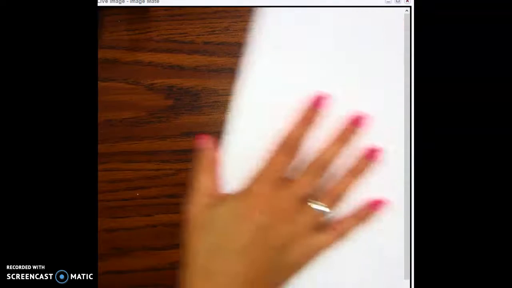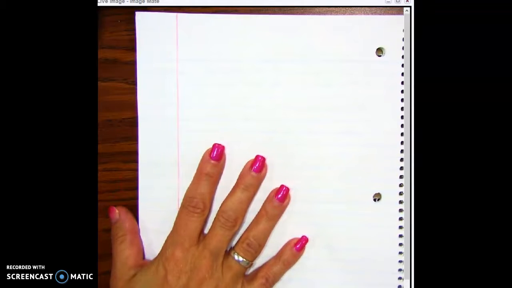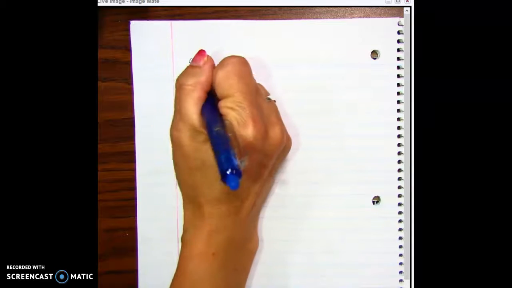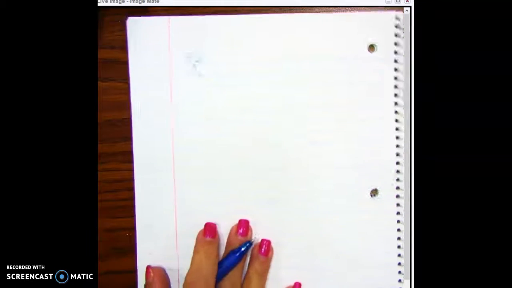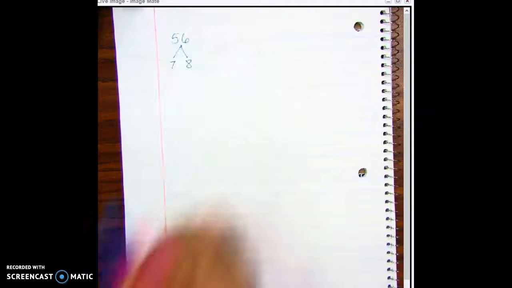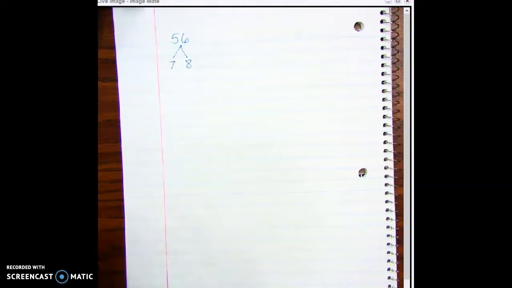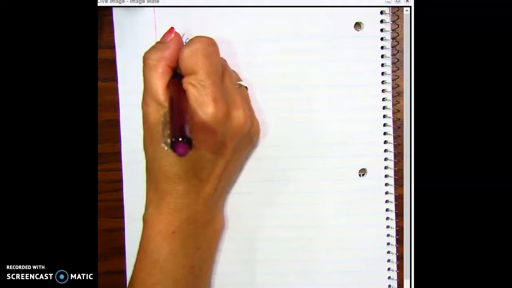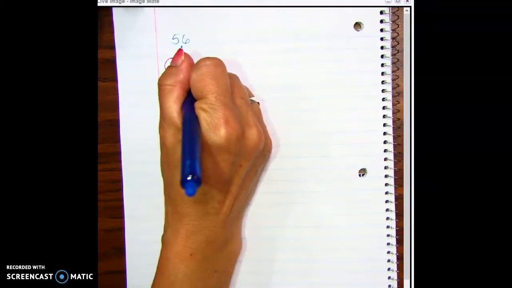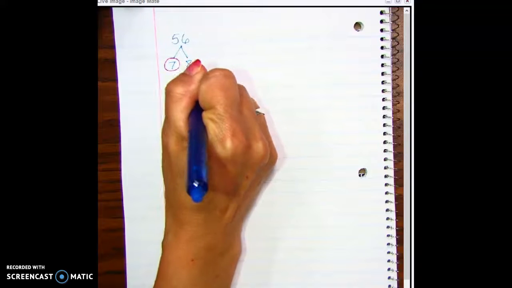Okay, let's try another one. I'm going to turn my page. Let's do one that's a little bit more challenging. We've done so many. Okay, so let's take 56. Step 1 is to find two factors other than 1 and itself. So we're going to take 7 times 8.